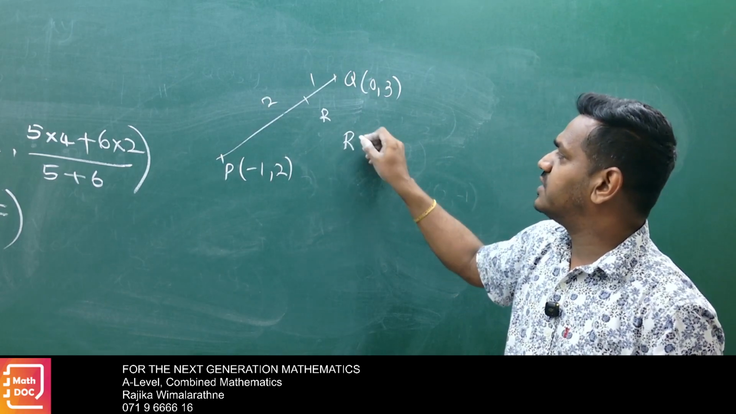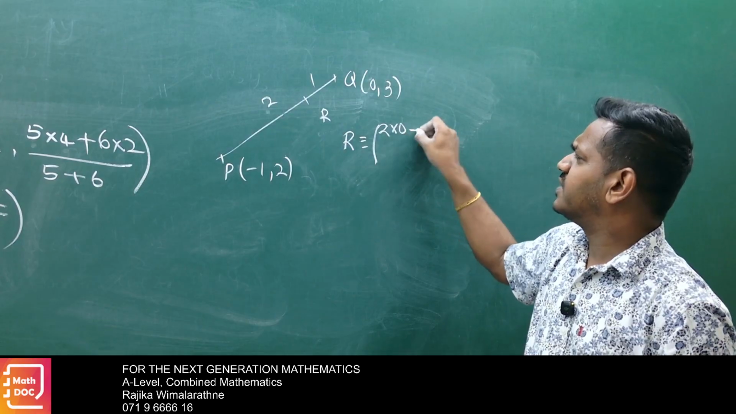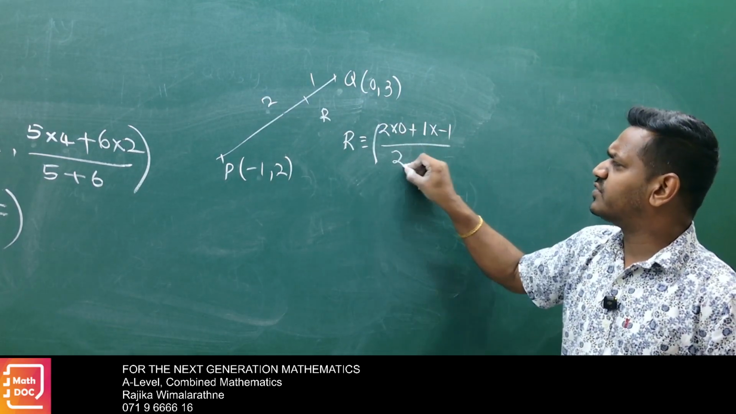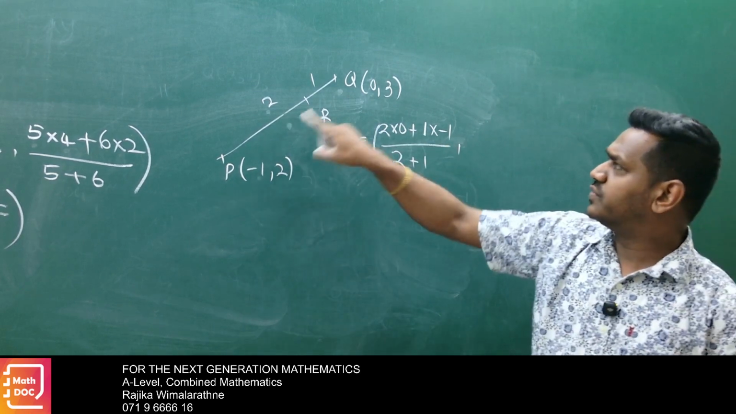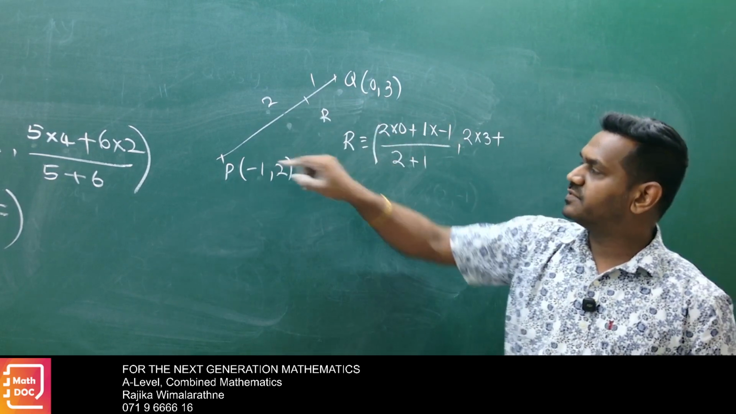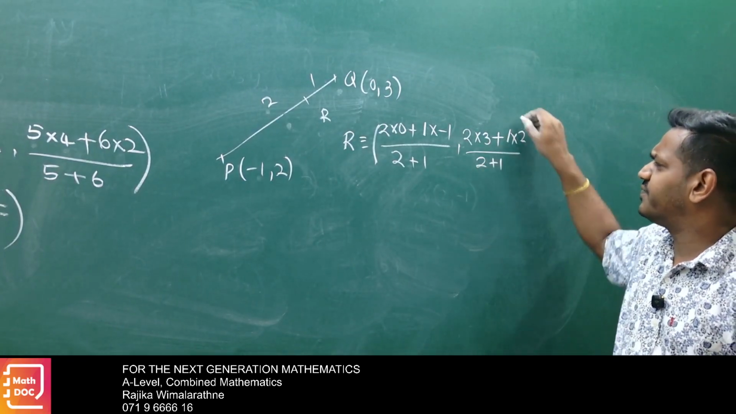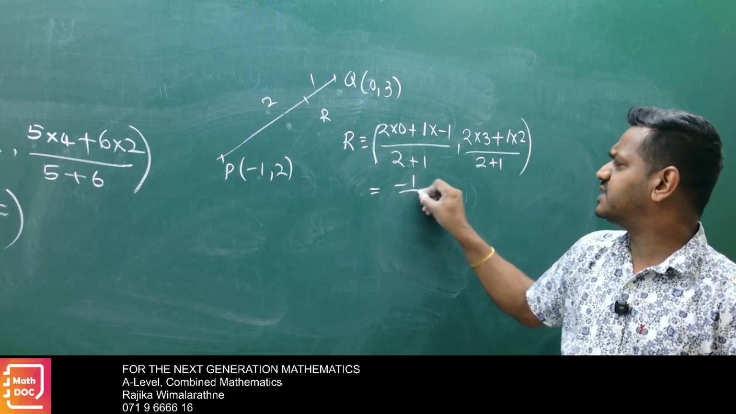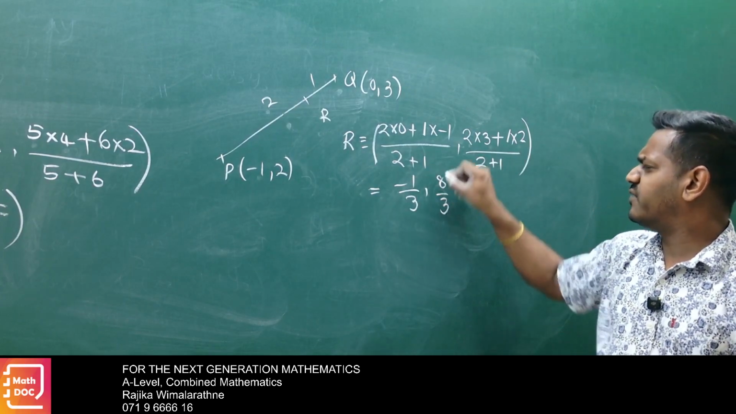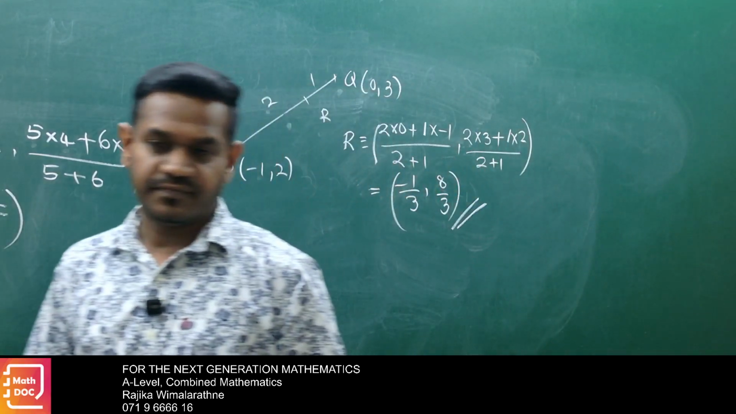Then for the R point, you do this: 2 times 0, 1 times minus 1 over 2 plus 1, 2 times 3 plus 1 times 2 over 2 plus 1. Then here minus 1 third, 8 over 3. Continue.